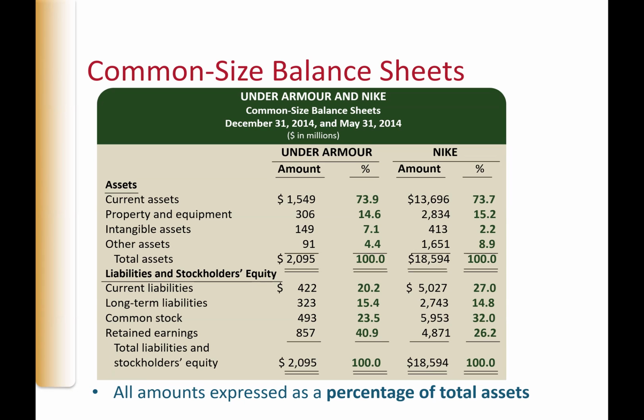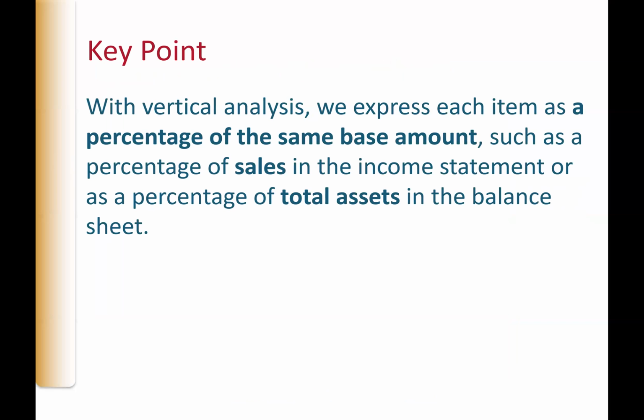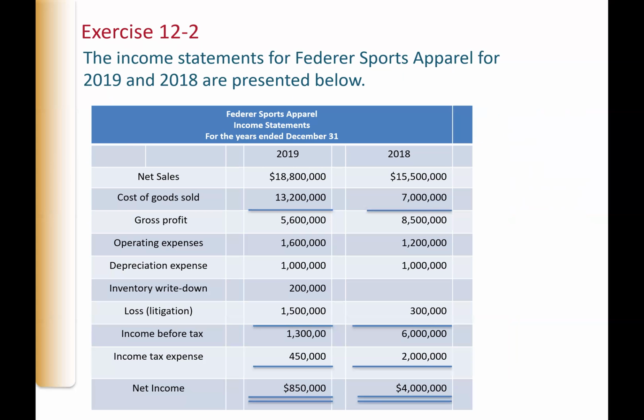Okay, again, the key here is when we do this analysis, we compare all figures to total assets, okay? With vertical analysis, we express each item as a percentage of the same base amount, such as a percentage of sales in the income statement or as a percentage of total assets in the balance sheet.